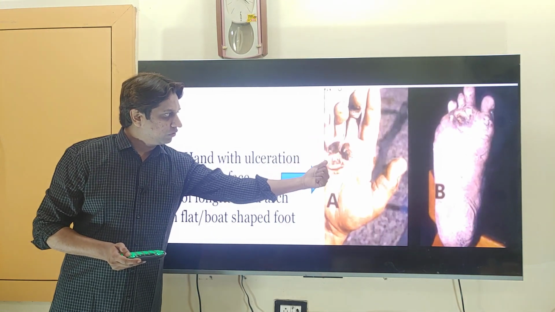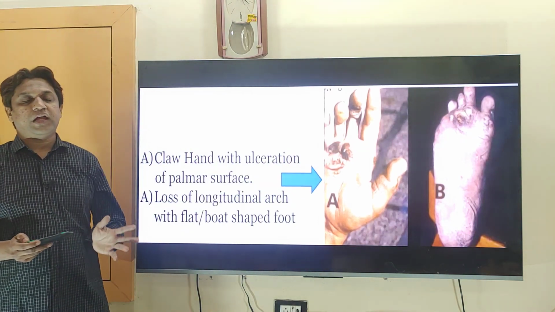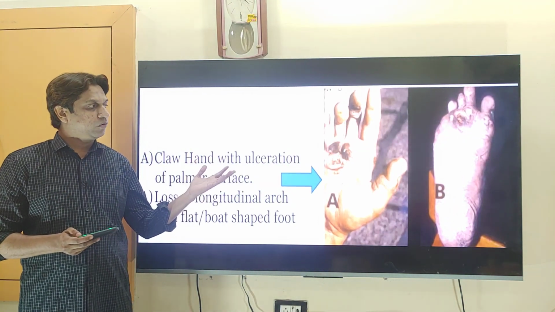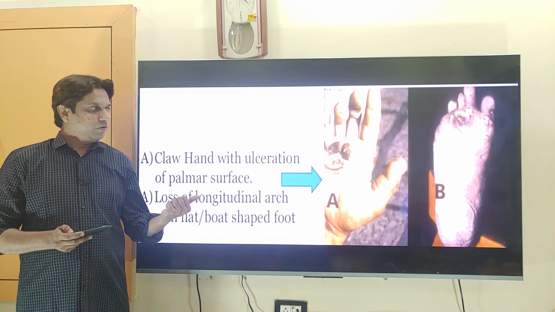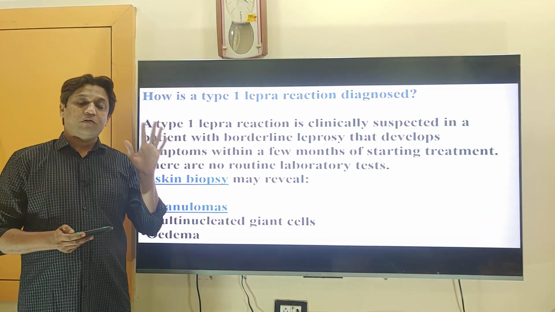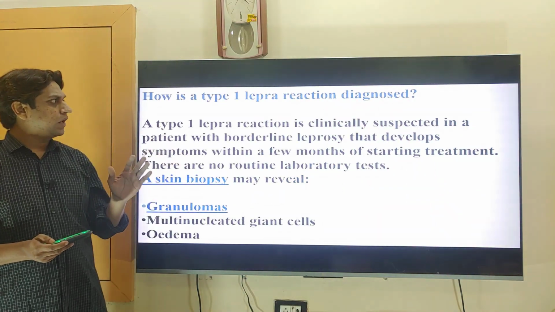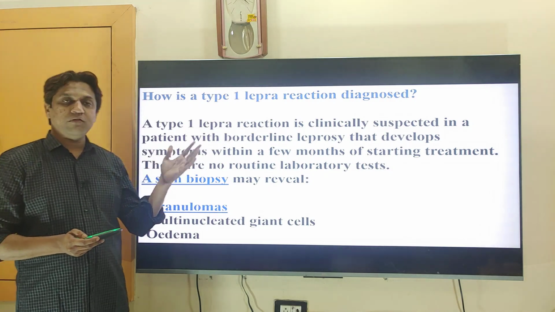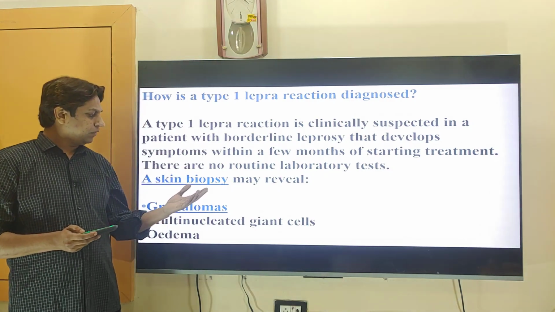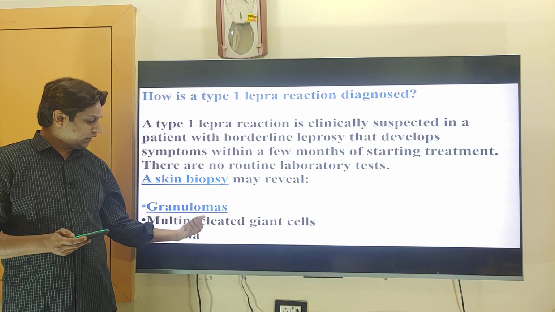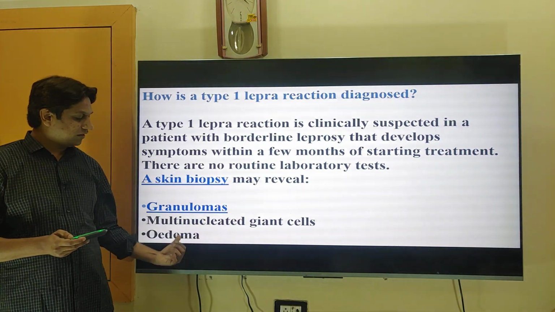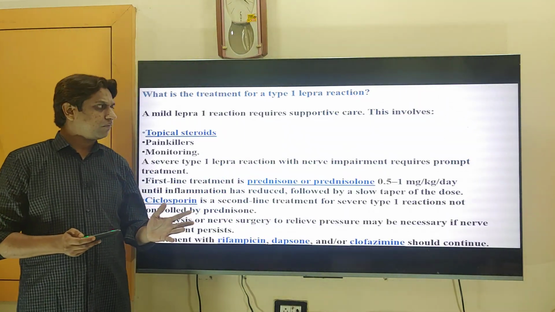So the nerves of the upper limb and the lower limb both can be involved, and it may lead to deformities. Okay, so not only the skin lesions, there is also nerve involvement in the type 1 lepra reaction. So how is it diagnosed? Clinically we can suspect the type 1 lepra reaction, but a skin biopsy may reveal a granuloma and multinucleated giant cells, and edema can be seen.